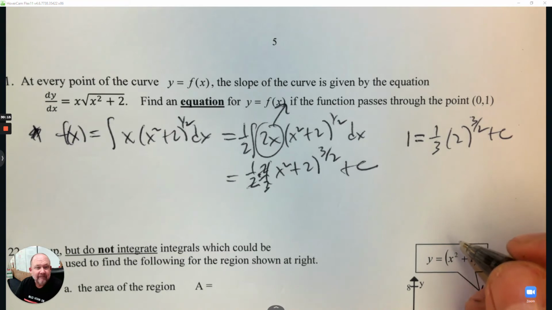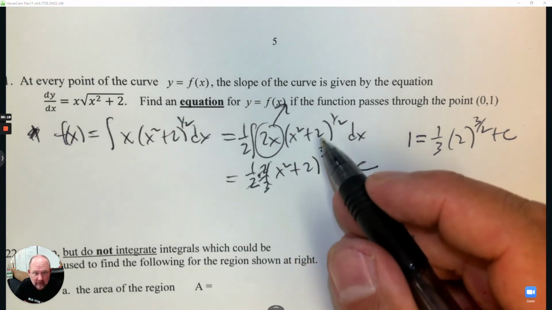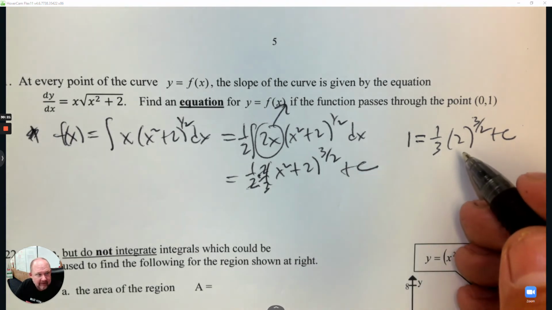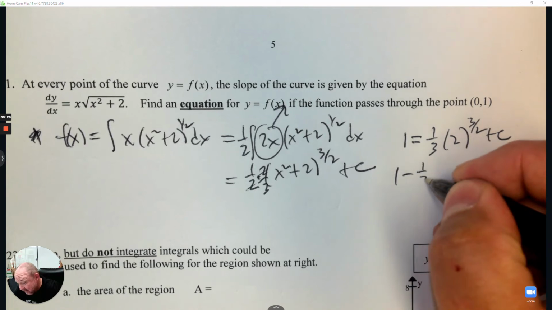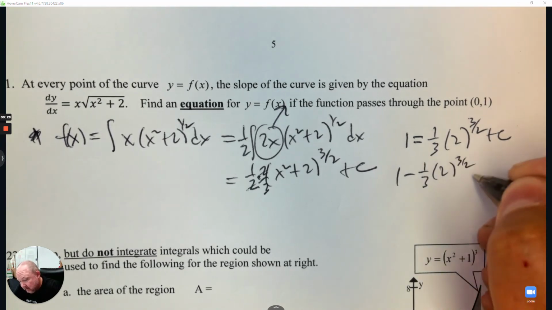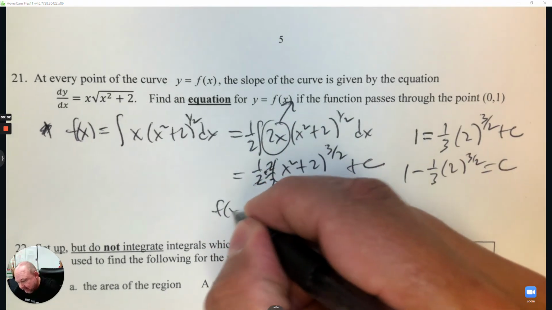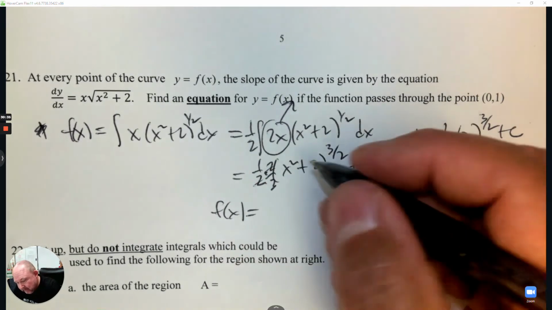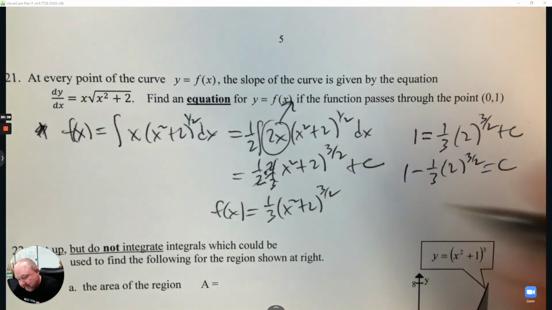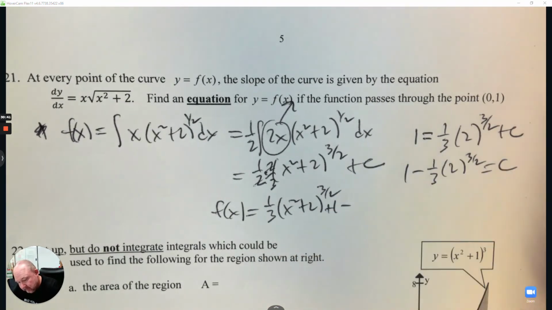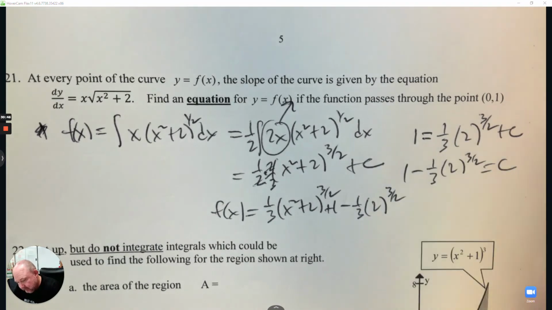So honestly, it would be nice if you could square root this. If this was x squared plus 4, then you could actually simplify it. This one, there is not. This is irrational. I mean, we can subtract it to the other side. That's what c equals. And then you would write the equation of that would be 1/3 x squared plus 2 to the 3/2, and then it's 1 minus all of that. Done.